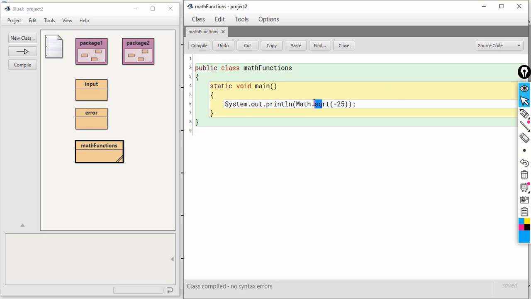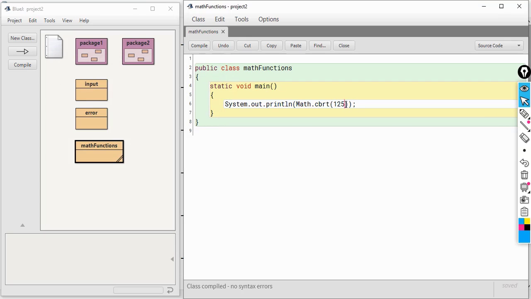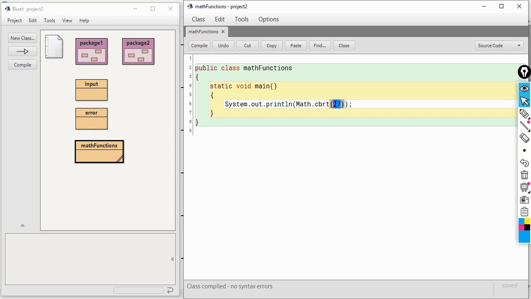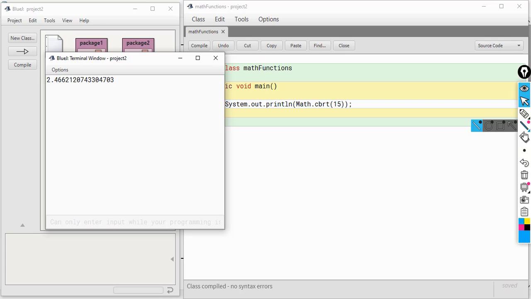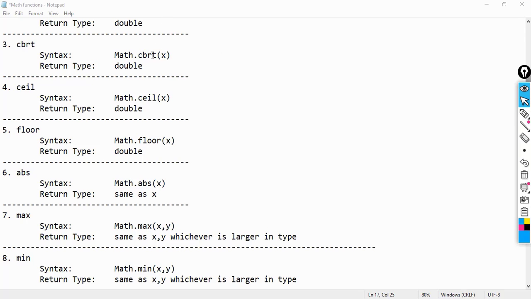Then the third function is CBRT. If we pass 125 to it, it will return me 5.0. Let's pass 27. It should give me 3.0. Let's pass some other number, 15, let's say. So the cube root of 15 will be this, 2.466. Now let's come to the next function, that is the Ceil function.